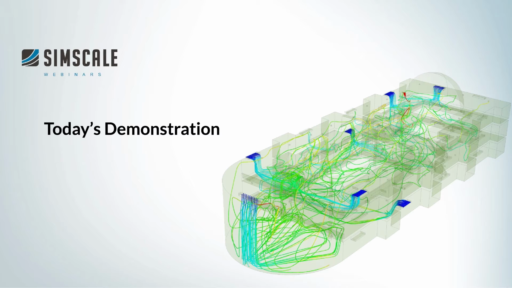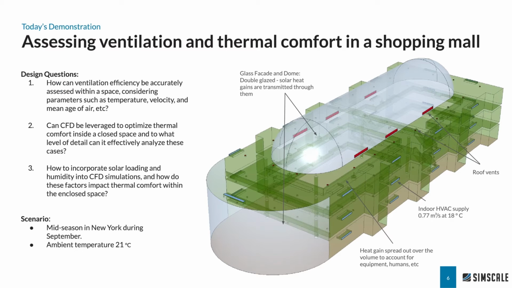Now, let's take a look at how SimScale can be used to assess the ventilation and thermal comfort by using an example of the shopping mall. As you see here on the right-hand side, we have the shopping mall model that we use for our simulations. The shops in the shopping mall are cut out from the model. In reality, they should be extending through the rectangular extrusions on the sides.